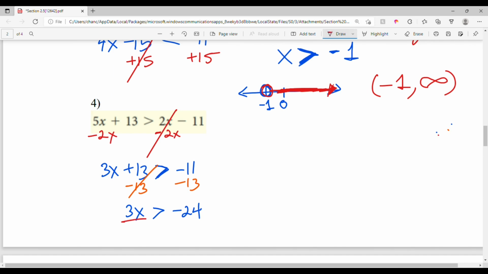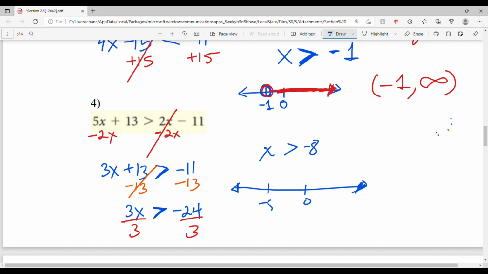We'll divide both sides by 3. x is greater than negative 24 divided by 3, which is negative 8. Notice we do not need to change the direction of the sign because we divided by a positive 3. It does not affect our inequality. Only if we divide by a negative or multiply by a negative.